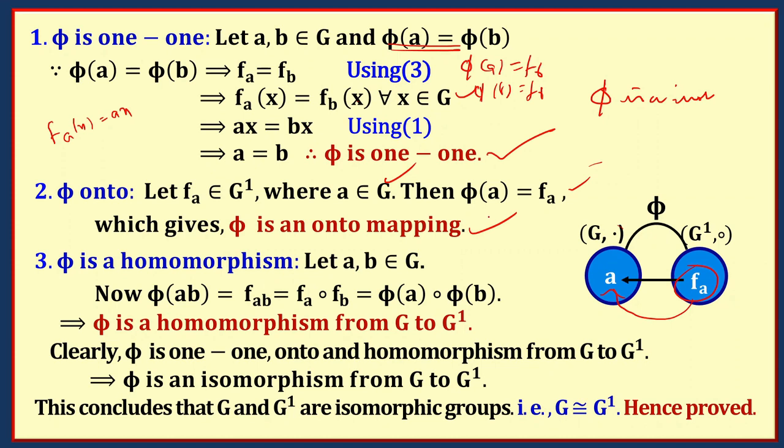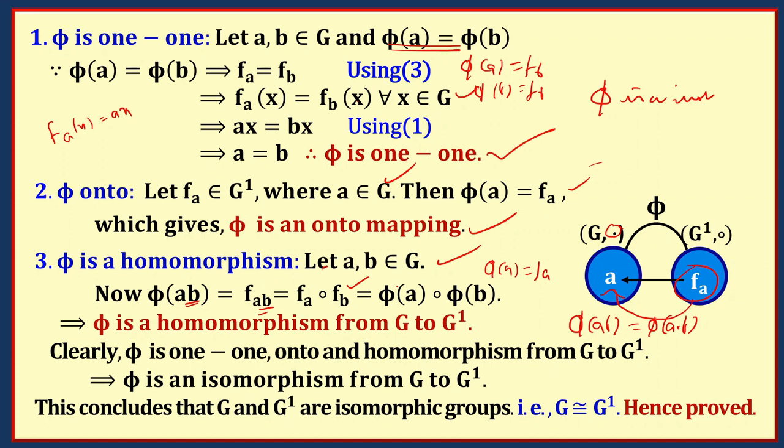Third one is homomorphism. Let A, B belongs to G. Now pi of AB. So here the binary operation in the domain is dot. Pi of AB means pi of A dot B. Using 3, pi of A is equal to Fa. So pi of AB equal to FAB. FAB means Fa circle Fb, using 2. Fa circle Fb means pi of A circle pi of B.